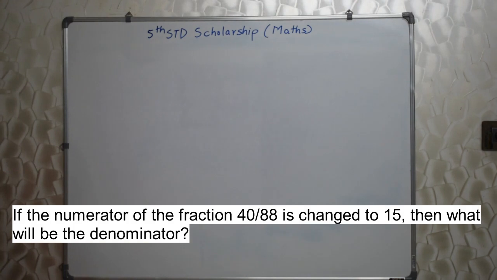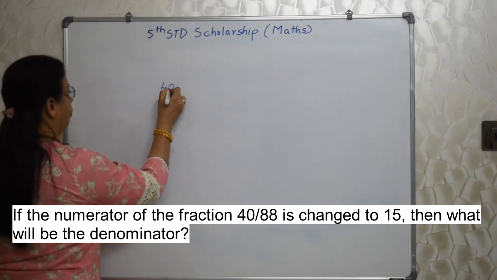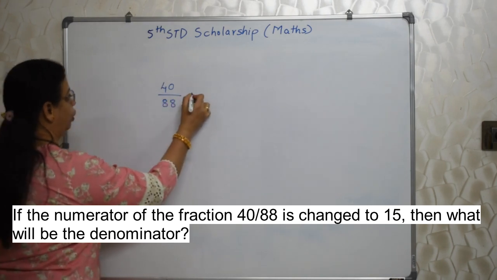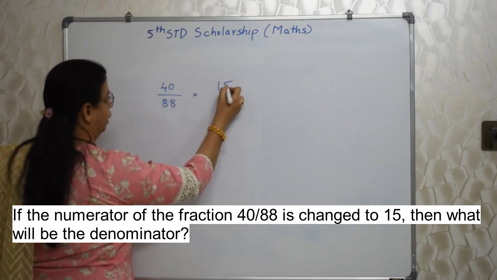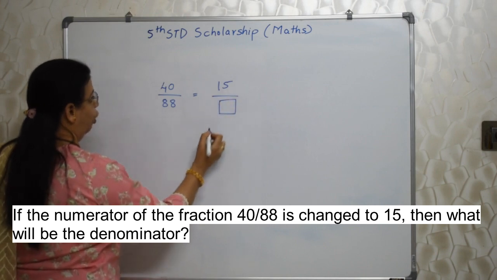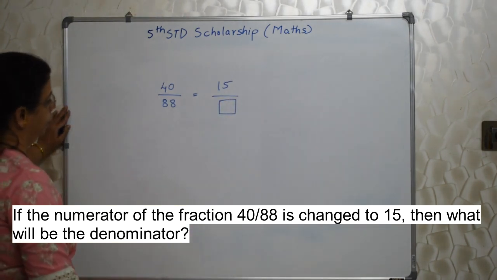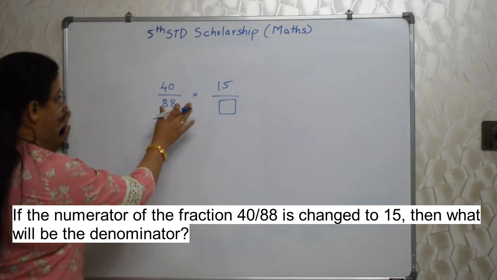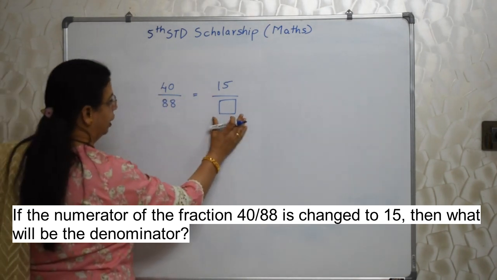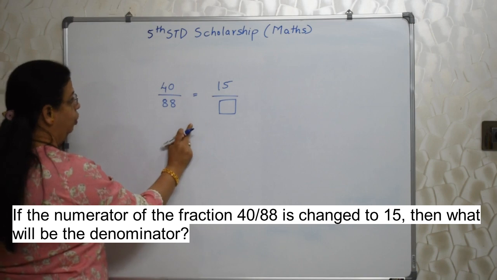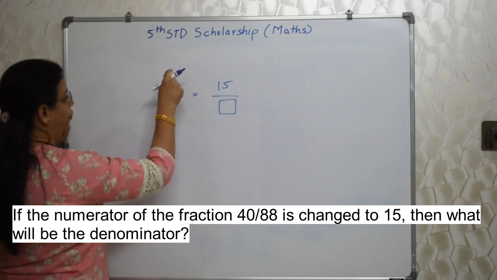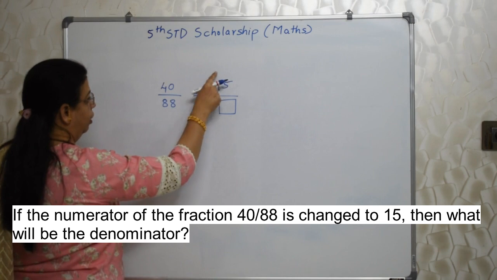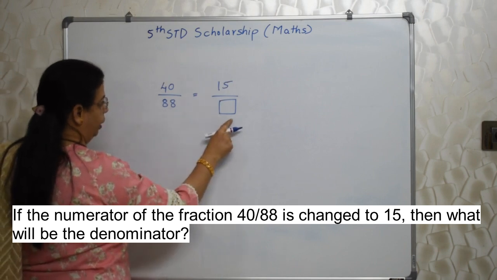If the numerator of the fraction 40 upon 88 is changed to 15, then what will be the denominator? See, 40 upon 88, they want to change the numerator to 15. That is what they are saying. Then what will come here in the denominator? In this kind of sum, whenever we have to compare one fraction with another fraction, you have to find the relationship of this numerator with this numerator or this denominator with this denominator.